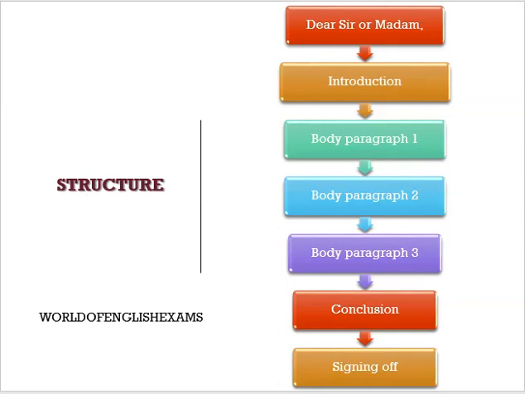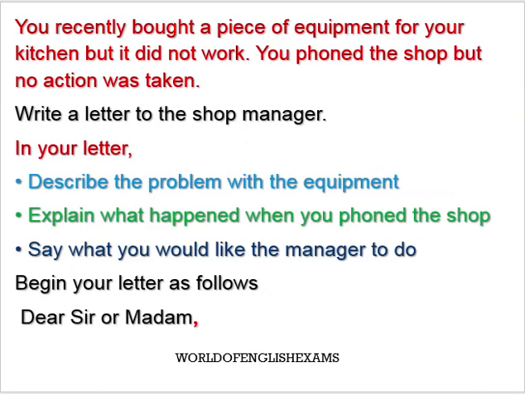Now, this is a brief overview of the format, and without further delay, let's follow this structure and aim at writing this complaint letter. So you have bought a piece of equipment for your kitchen, but it did not work. You phoned the shop, but no action was taken. So you are writing a complaint letter to the shop manager describing the problem and what happened when you called the customer service or the shop. Then let's say you are also going to highlight what you want to be done.